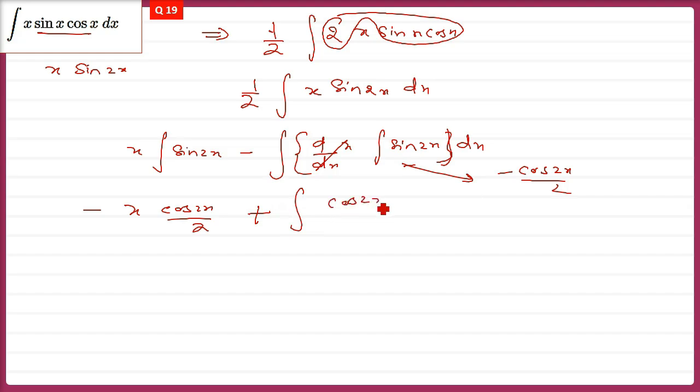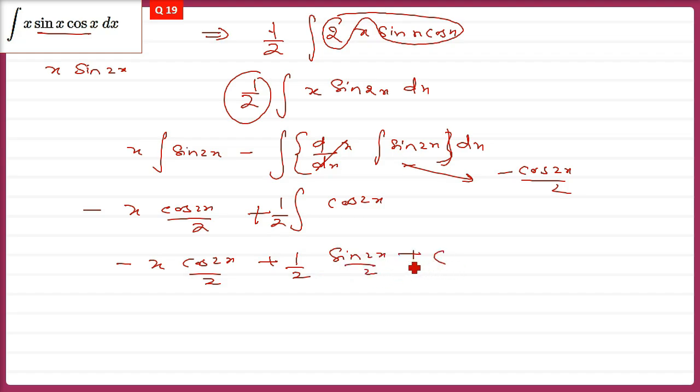Now we have to integrate cos 2x. Half I am taking outside. 1/2 is already there with us. So minus x cos 2x divided by 2, and this is half. Cos 2x will be sin 2x divided by 2 plus constant of integration. But please remember half was already there. This was kept temporary by me. Now this half has to be included.